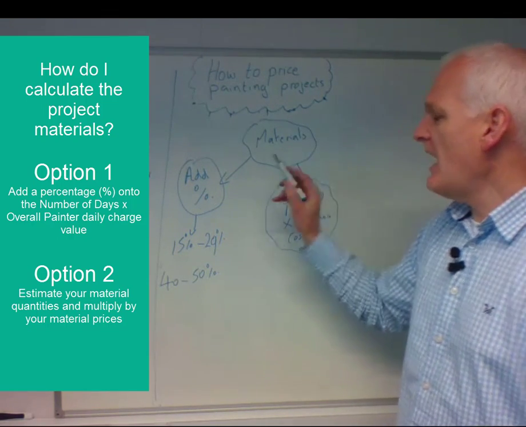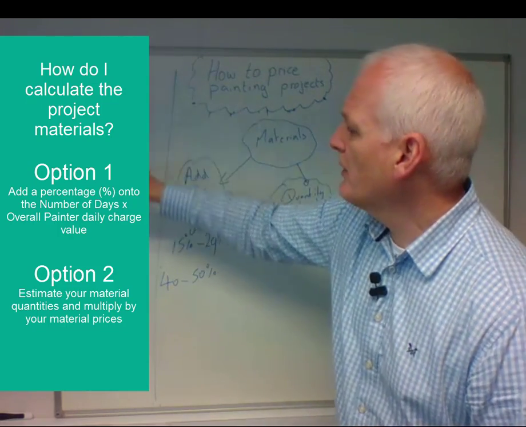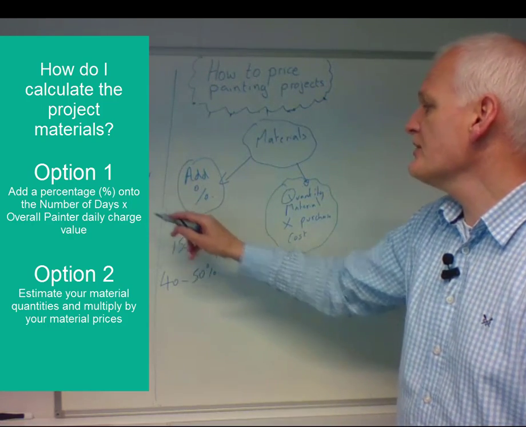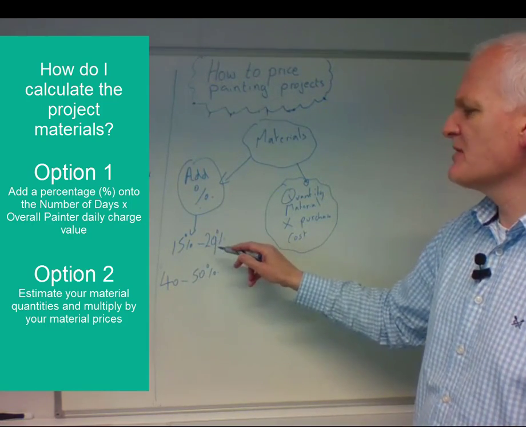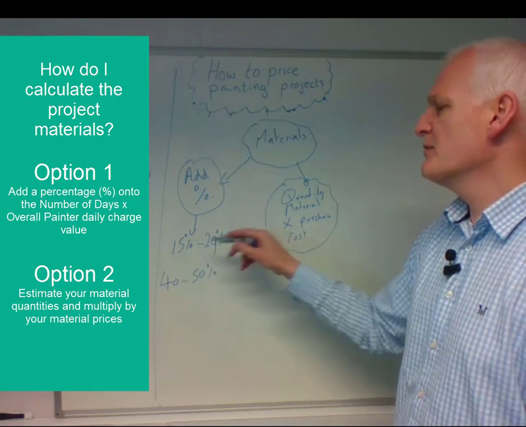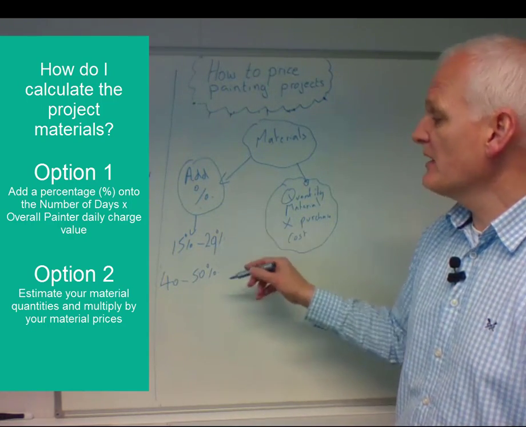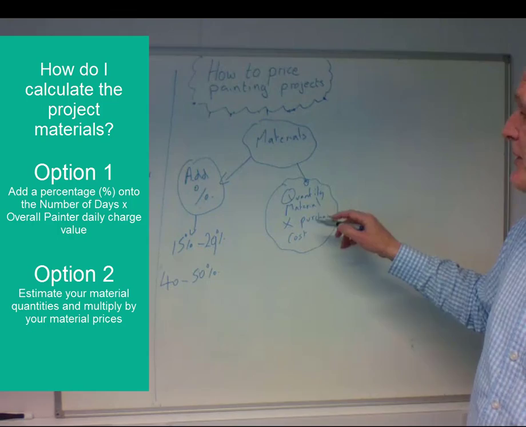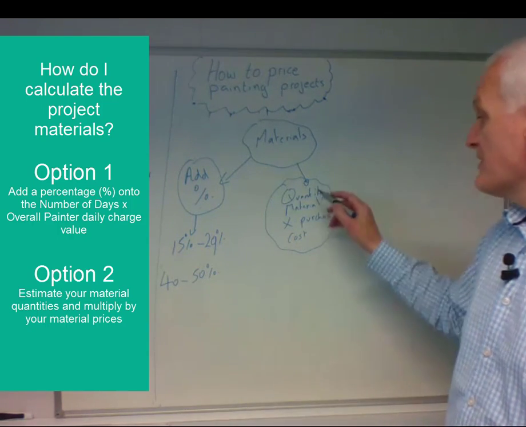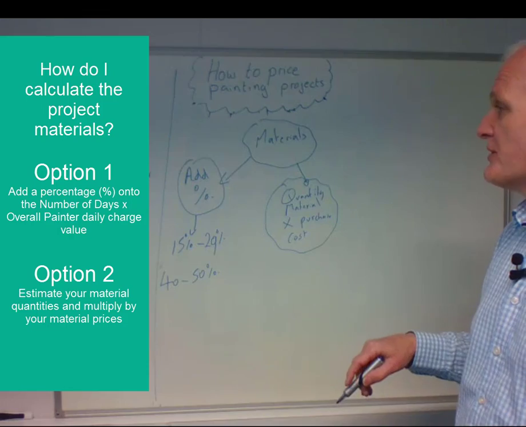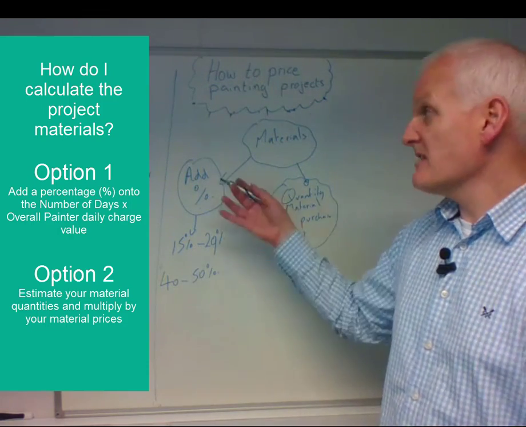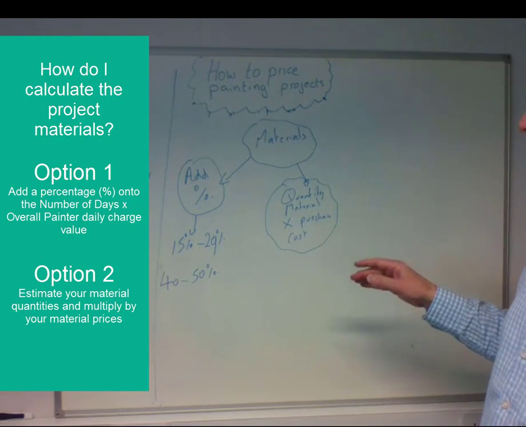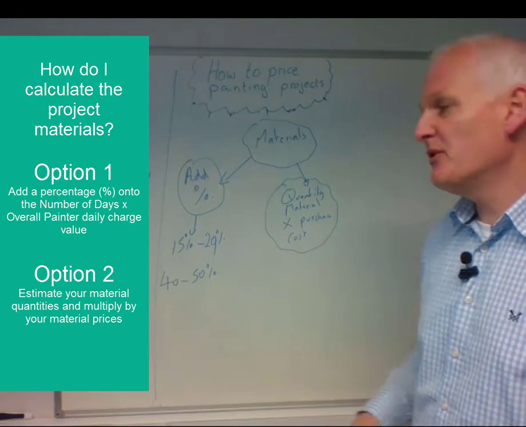So materials, either add a percentage on to your overall value of works when you've multiplied the number of days by the overall daily painter charge. Tends to be between 15-29%. If it's only cheap contract, 15%. If you're moving up into higher value products, then up to 29%. That's one side. And then your other alternative is to try and estimate your quantities of material and multiply those quantities by the purchase cost. You know, I know it's a guesstimate, but that's this system. It is guesstimating. What I just want to do then to finish off now is to run through a couple of full worked examples on this.